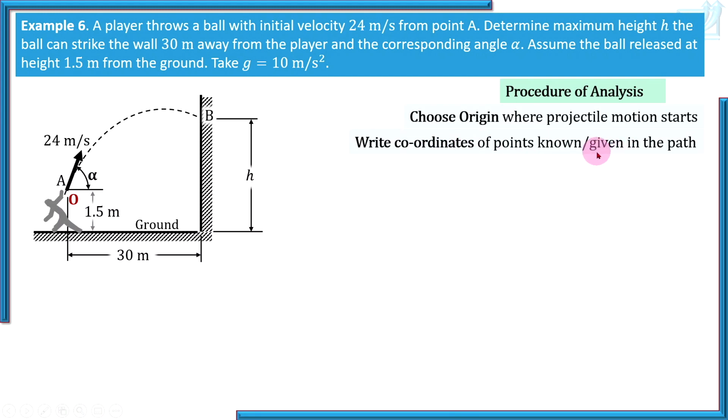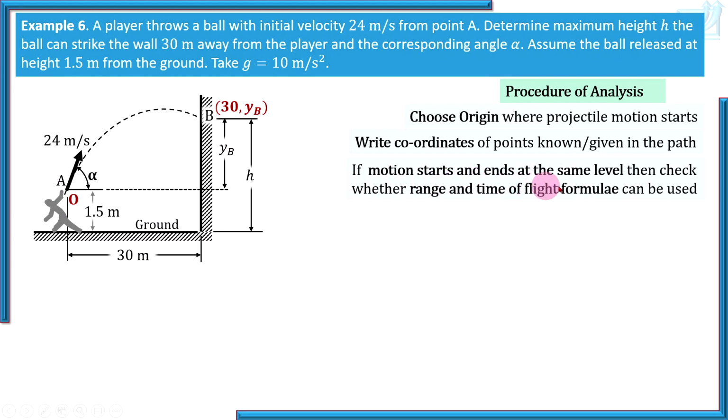Write the coordinates of points known or given in the path. Coordinates are distances from the origin. So check where the origin is, and then write the coordinate. What is the x coordinate of point B? 30, and the y coordinate is YB. It is unknown. But you are asked to find h, the height. No problem. We will complete the calculation, because in equations of motion or in the equation of path, y coordinates are involved and not height.